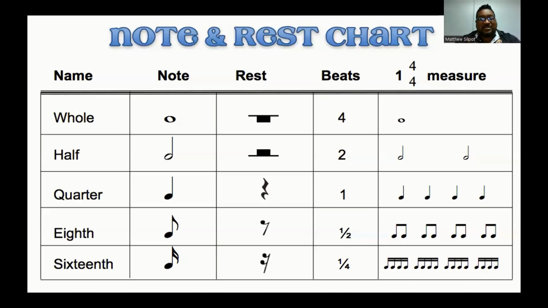So for this chart that is in front of you, there's a note and rest chart. So we use these notes to govern all that you do in music in terms of rhythmic or melodic notation. So first of all, the whole note, it values 4 counts or 4 beats. And if you're clapping a whole note, it will be 1, 2, 3, 4. Again, 1, 2, 3, 4.